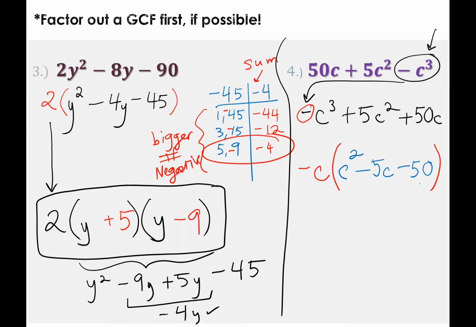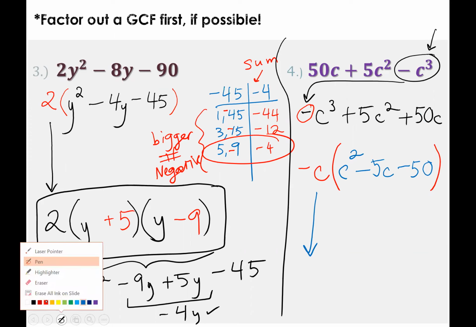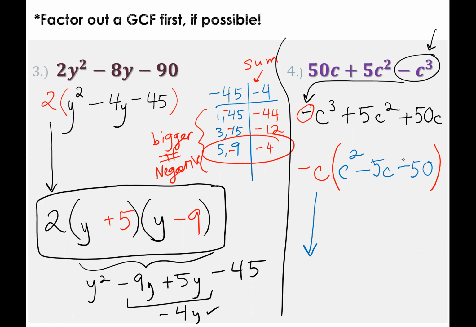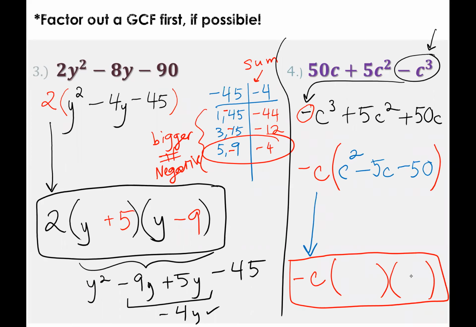So take a look at what's in blue here, c squared minus 5c minus 50. That matches what we've been working on so far in this lesson. That looks like a regular trinomial that we're used to. Now, I've just drawn an arrow to bring down my GCF like I did in the previous problem. That minus c will be part of my final answer on the outside. So minus c, and then I have these two parentheses.